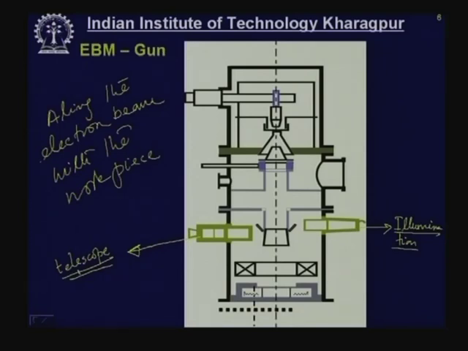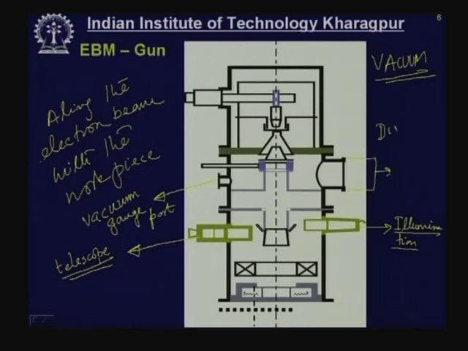What else do we have here? Here we have a port. As I said earlier, electron beam gun operates under vacuum. So, this particular port is for measuring or monitoring the pressure. So, this is vacuum gauge port for mounting my vacuum gauge. There is another port as can be seen here. This is my diffusion pump port. Diffusion pump is a vacuum pump which maintains vacuum within the electron beam chamber.